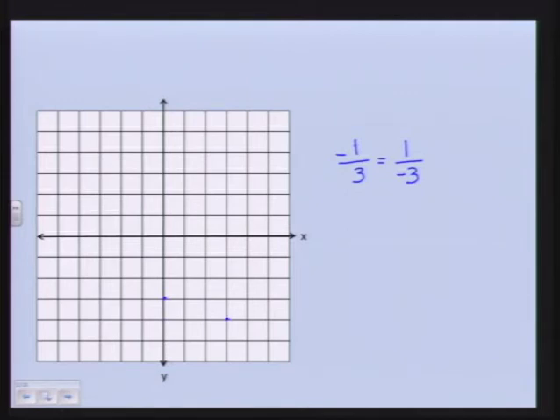Now, I don't think I want to go down any lower. I think I would like to go up. So I'm going to go with this right here, 1 divided by negative 3. So I'm going to go up 1 and left 3, and I have a new point. Now, it only takes 2 points to determine a line, but 3 points helps me do my straight edge a lot better than just 2 points. So this is what my line looks like graphed.